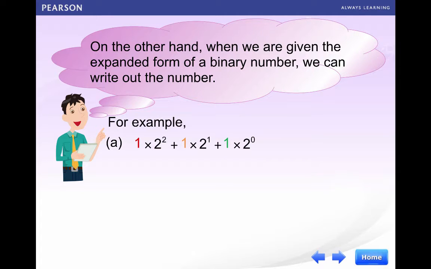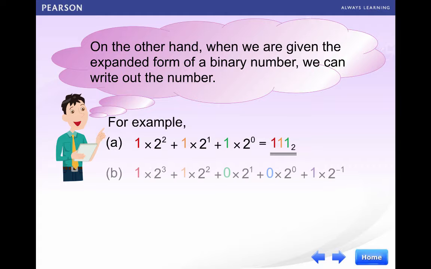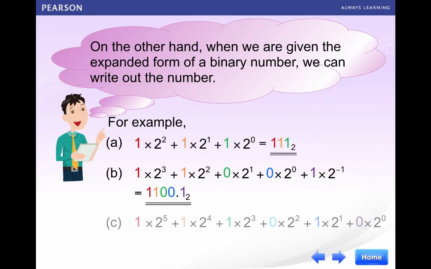So if we have the expanded form of a number in the binary system, we can actually write it back into this 111 base 2. For this value, look at the last term, which is 2 to the power -1. So the last one will be 0.1, and then you have 1100.1 in binary system. So you have to write down base 2. And this value, you can write down 111010, and this is base 2 in binary system.